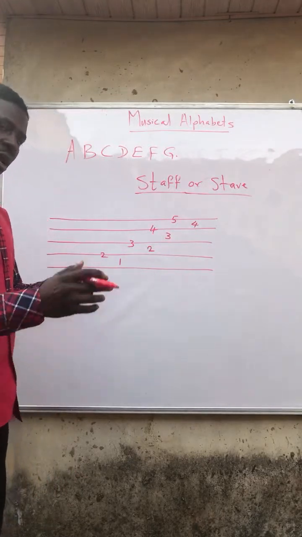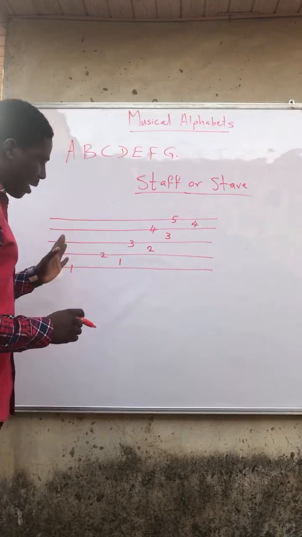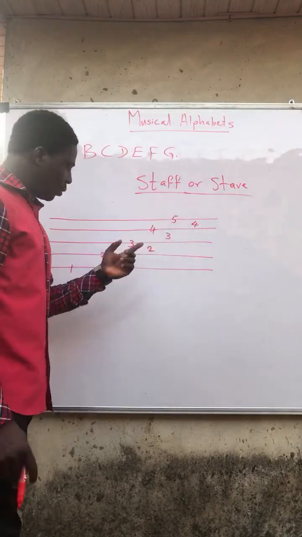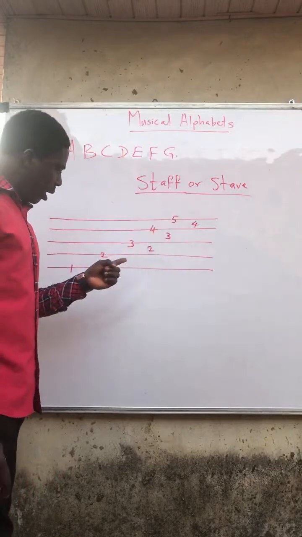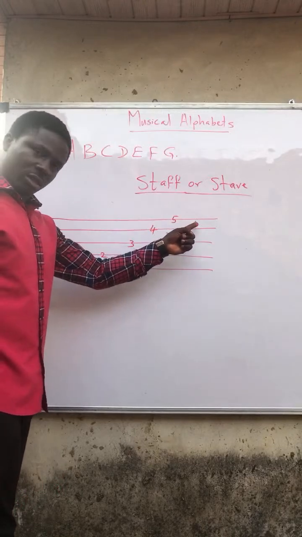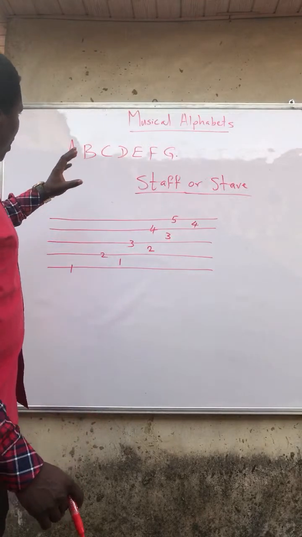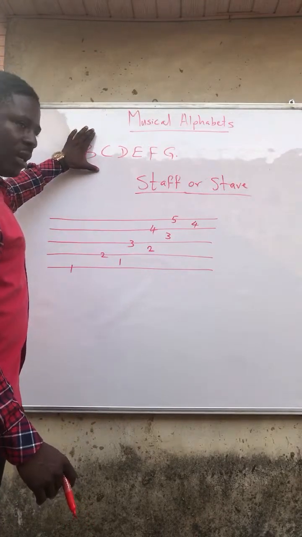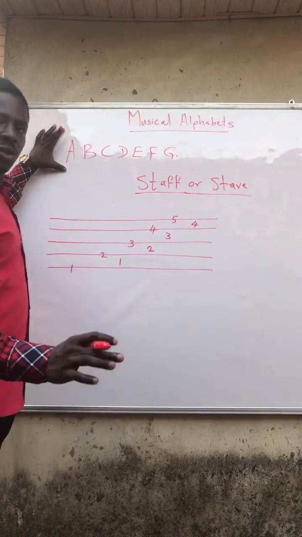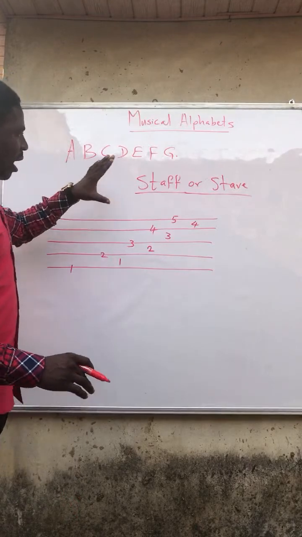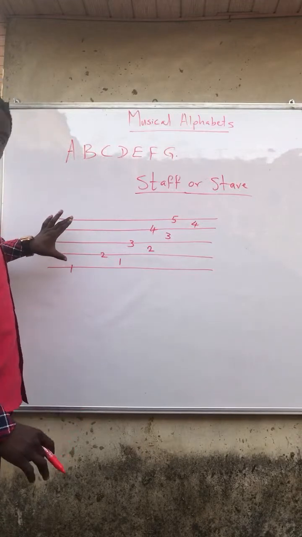Five lines and four spaces. Please do not forget that the lines are counted from down to the top. You start counting the lines from here to this place, and the spaces from here to this place. Five lines and four spaces. Now, having done that with the musical alphabet, you understand the musical alphabet. Then after the musical alphabet, we look at the stave or staff.